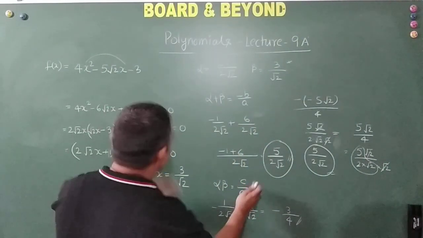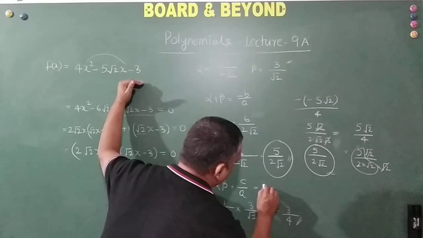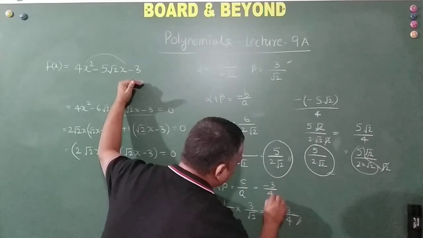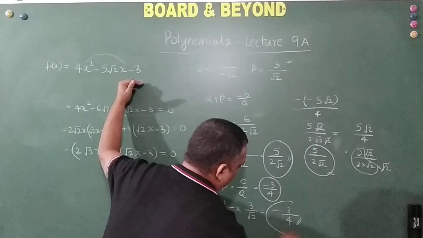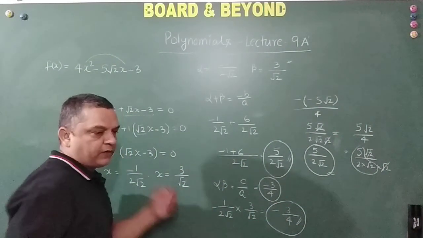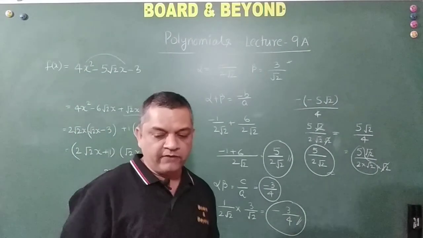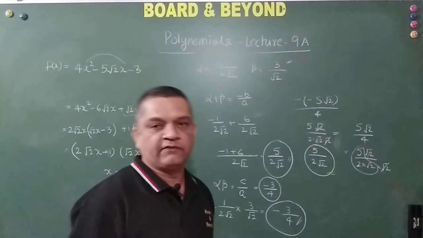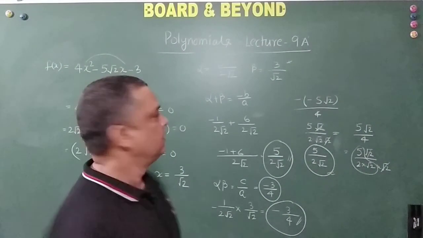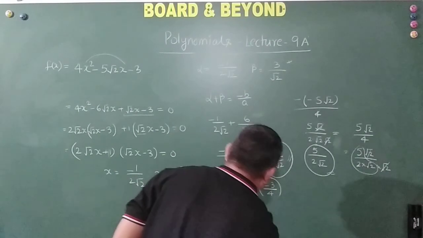Let's do c by a from here. C by a is how much, my friends? C is equal to minus 3 divided by a, which is nothing but 4. I'm so sorry. So friends, what we have done is that we have found out the roots for this quadratic polynomial, and we have verified the relation of alpha plus beta and alpha into beta for this quadratic polynomial. Right. Let's move on to the next problem.